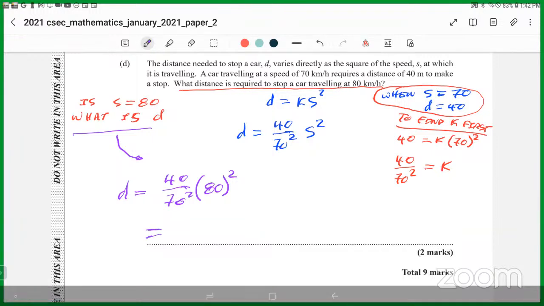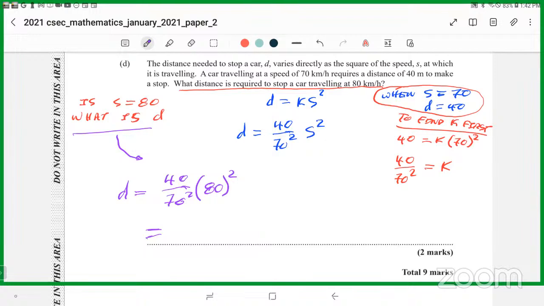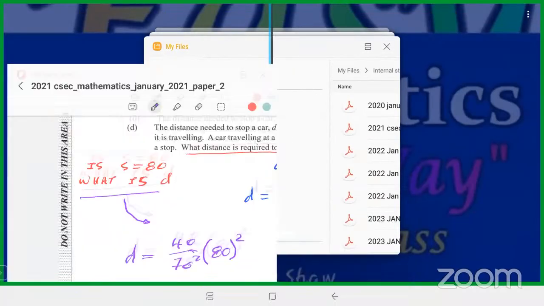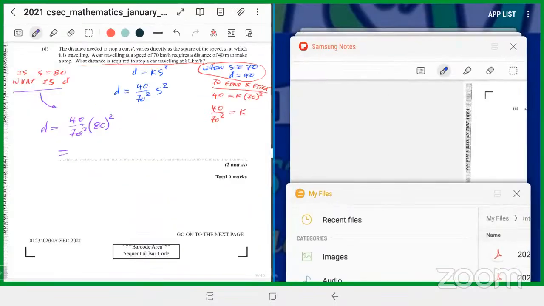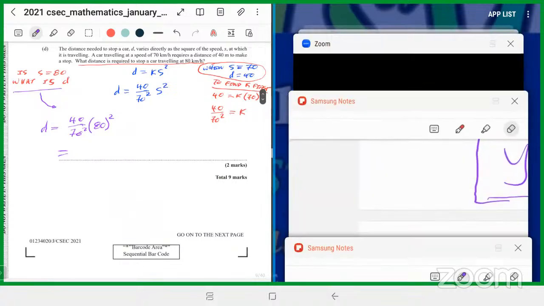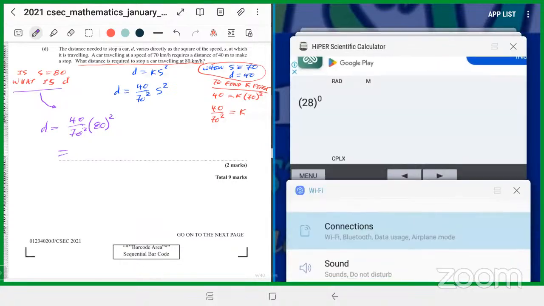Okay, let's do it with the calculator. I can simplify it down. It's going to calculate the values. There we go.